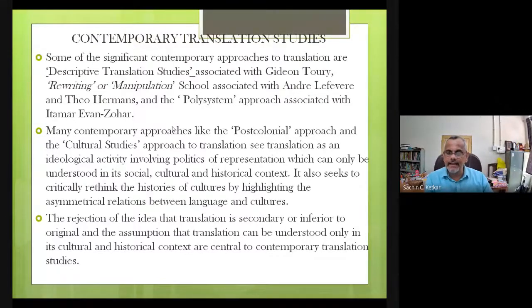Then many contemporary approaches like the post-colonial approach and cultural studies approach see translation as ideological activity involving politics of representation, which can be understood in its social, cultural, historical context. It also seeks to critically rethink the histories of culture by highlighting the asymmetrical relation between languages and cultures. One of the most well-known examples is Edward Said's Orientalism, right? The argument in Orientalism, which many of you may be aware of, you may have studied it as part of your coursework or your MA, is that the representations of the Orient, that is the East, were done with a certain political agenda that was connected to the colonial project.